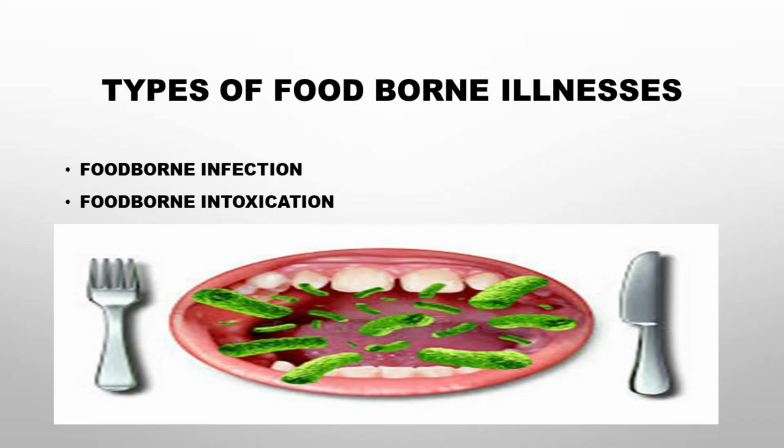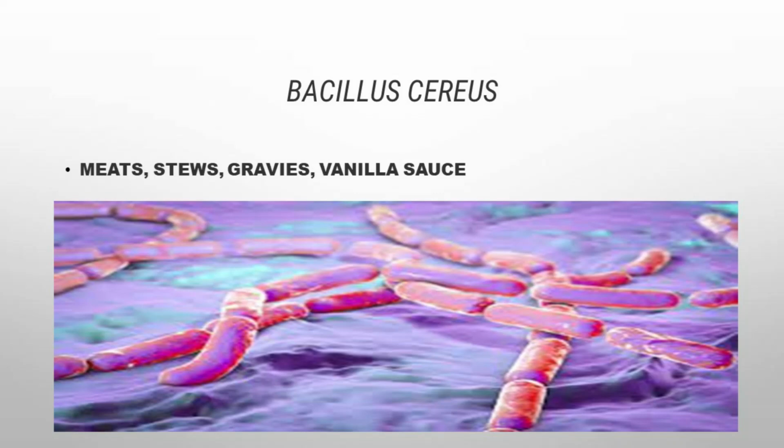The food must be suitable for the microorganism to grow. The temperature must be suitable for the microorganism to grow. Enough time must be given for the microorganism to grow and produce its toxins. The food must be eaten for the foodborne illness to occur. I will give you some examples of those pathogens which can create foodborne illnesses.